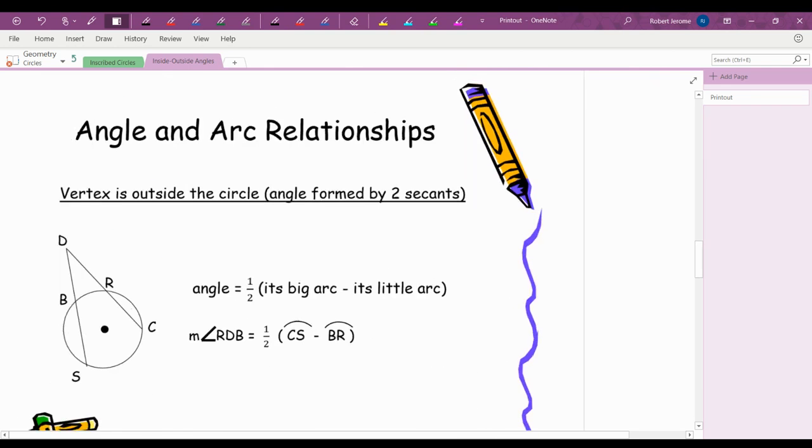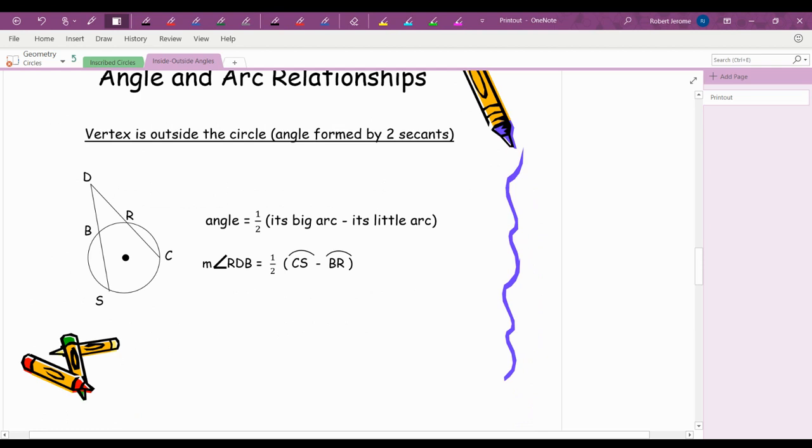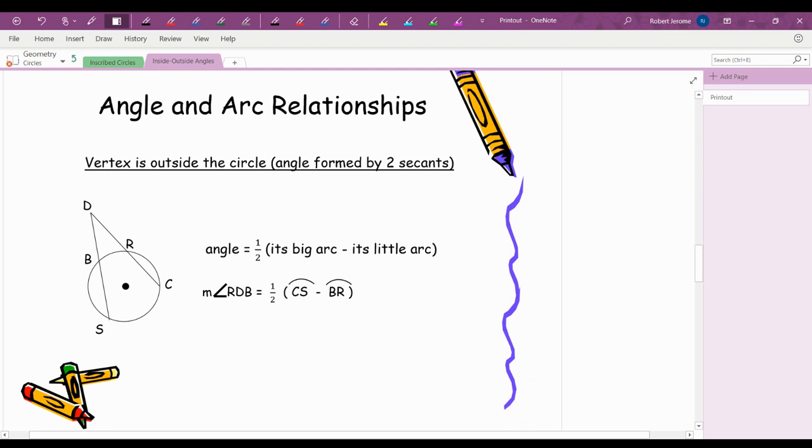And now, let's see, we have angles that live outside the circle. So here we're formed by two secants, but they intersect somewhere outside the circle. So our vertex is on the outside. Well, the inside said to add the arcs. Here, we're going to subtract the arcs. And again, the arcs always live inside the angle.